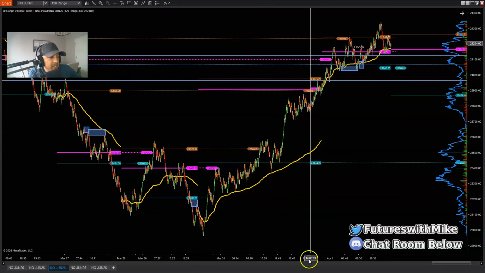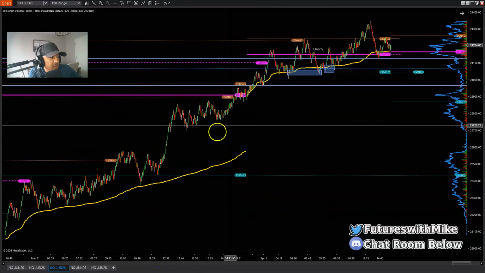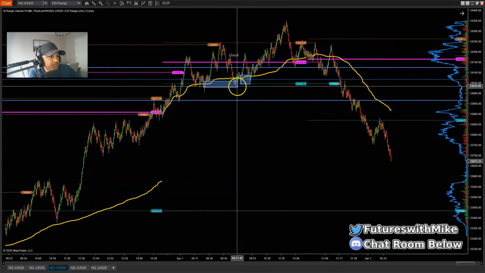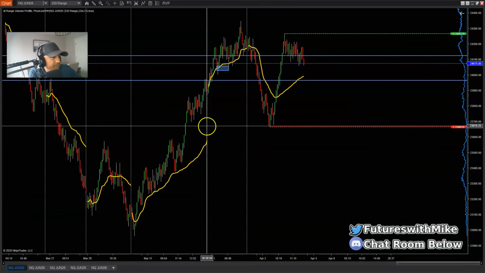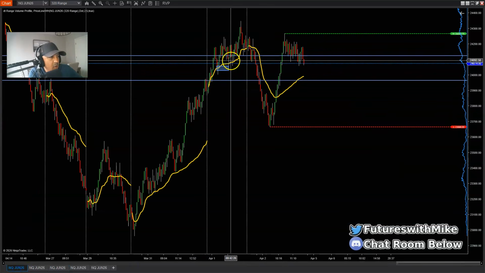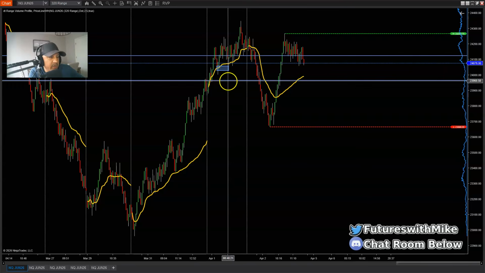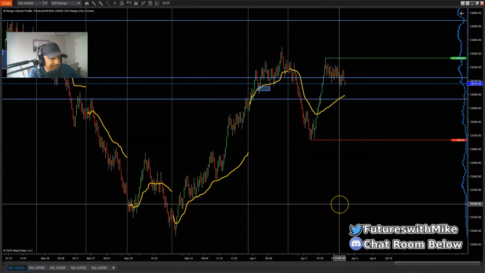Back to the upside, we're trending. Okay, in a channel back to the upside. This pullback right here was to an area of demand on the 320 range chart. Now I do like to use this chart from time to time, just to get an overall look from a bigger standpoint.